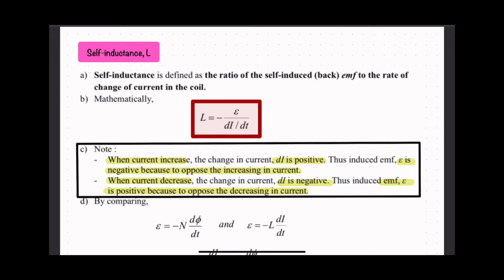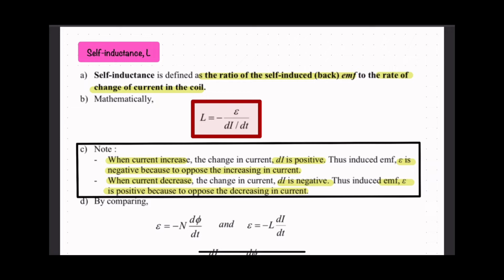Okay, next is self-inductance. Symbol is L. The self-inductance is defined as the ratio of the self-induced, or we call it back EMF, to the rate of change of the current in the coil. So you can rewrite as L is equal to negative induced EMF over di per dt.